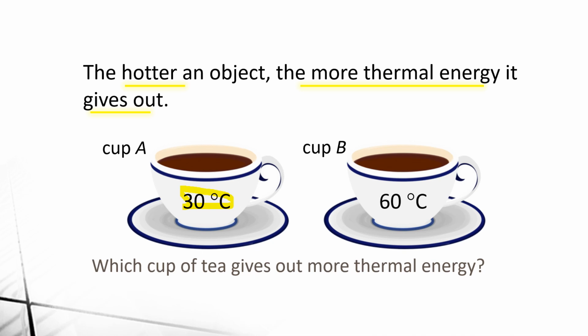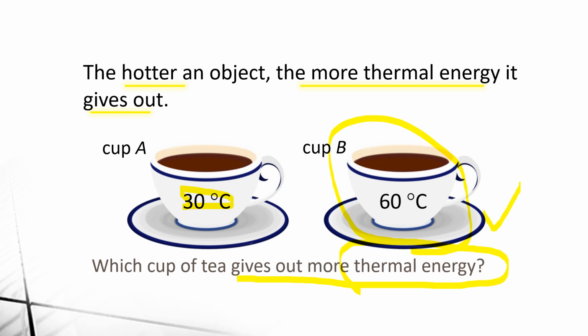Now, just like in this example, there are two different cups of tea. They have the same mass. Which one gives out more thermal energy? That will be the one with higher temperature. They will give out more thermal energy.